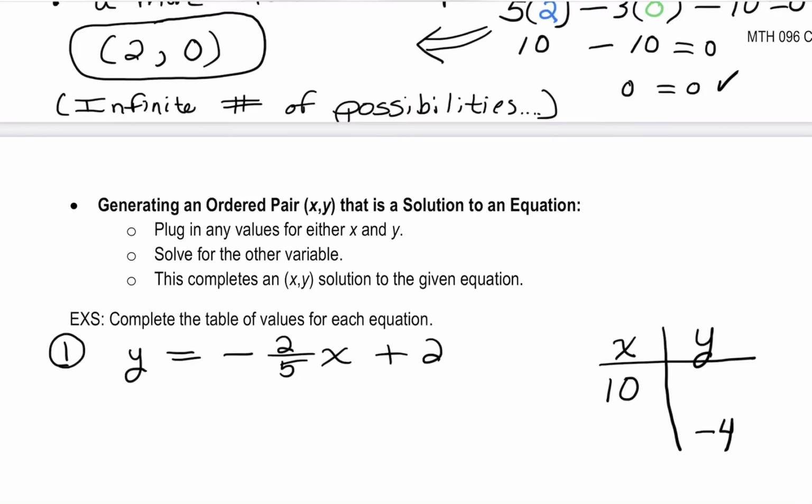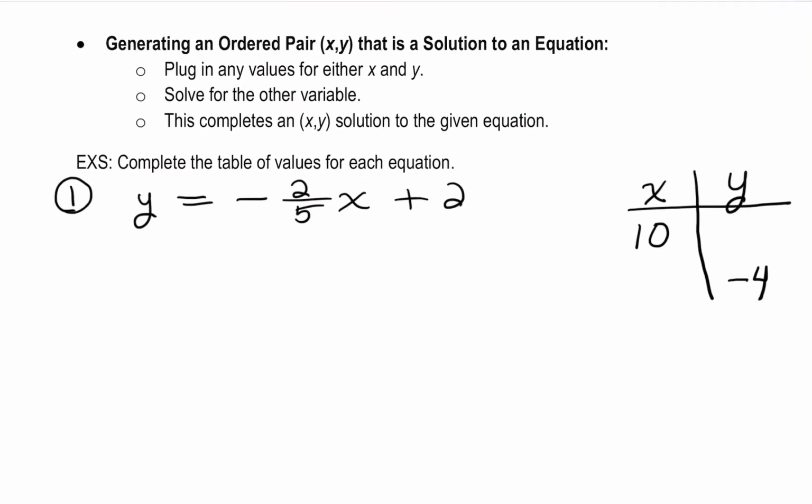I could have picked any number, but I just happen to have picked those two. All right, so let's take a look at the first one. If I plug in 10 for x, as long as I have a value for one of those variables, I'll be able to solve.